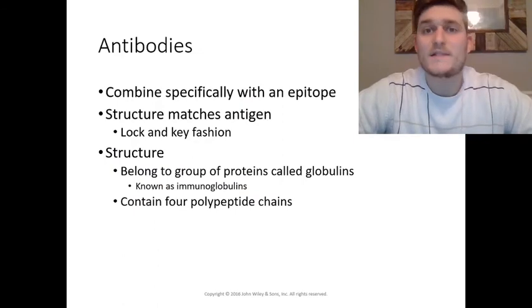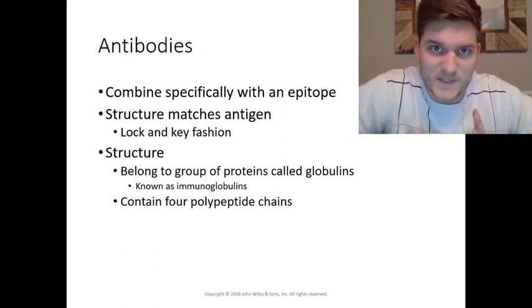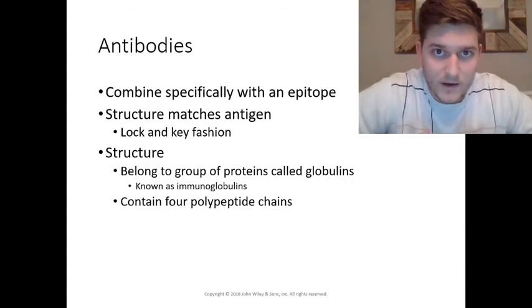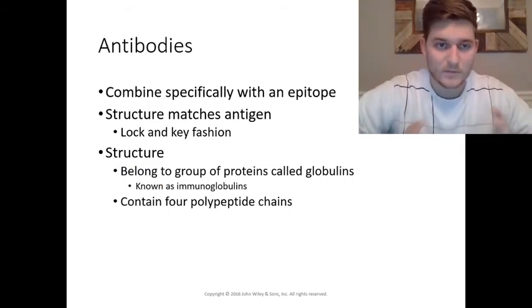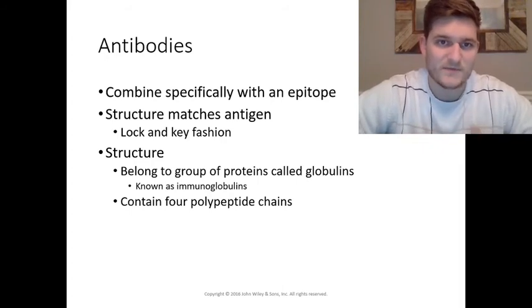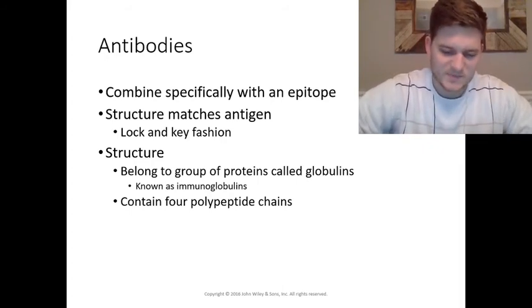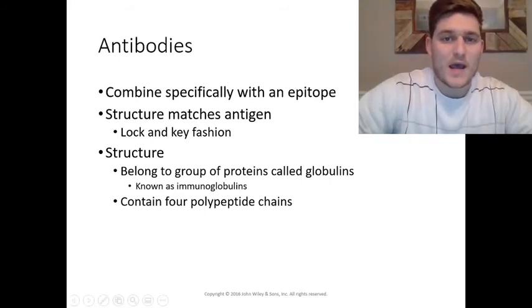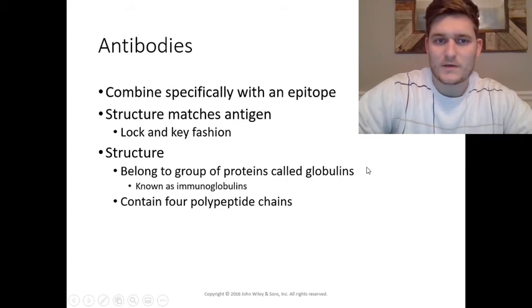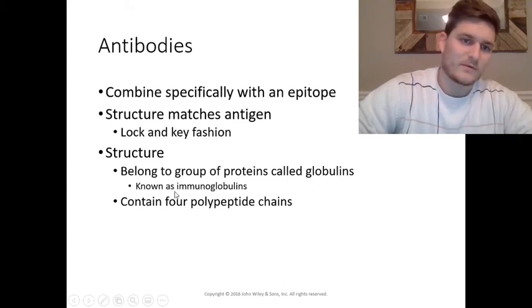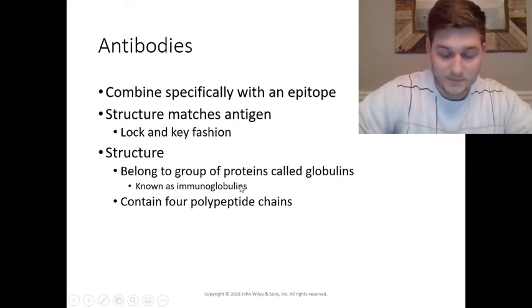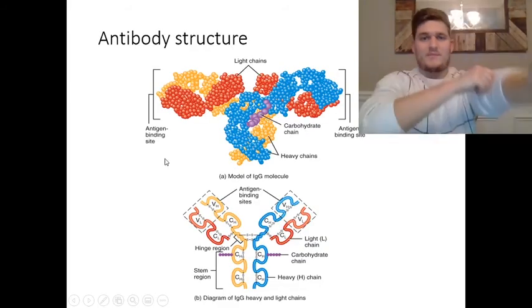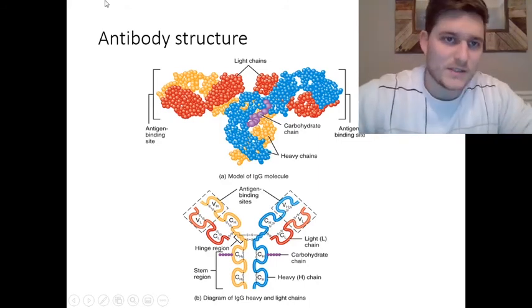And then we have memory cells, which are going to live down the line and help us in future defense. Antibodies are going to fit specifically to the epitopes of an antigen, and so they are like a lock and a key, very similar to a hormone and a receptor. They are specific matches. The antibody is specifically made to attack that specific microbe, that specific antigen. And so antibodies are under the group of globulins, and so they're referred to as immunoglobulins. And here we could see the structure of antibodies, both with heavy chains and light chains and binding sites.